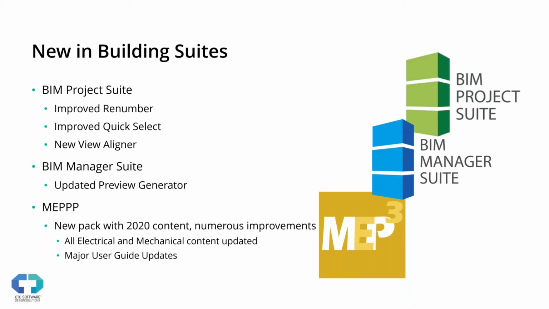The renumbering tool has been greatly improved. It has some new things that it can renumber and some new functionality to some of the existing renumber areas. Quick Select has been incredibly improved. I'm actually going to show you a little bit about the Quick Select tool here in just a moment. And also the new View Aligner tool, a brand new tool, a direct competitor to one of our competitors' tools for view alignment. And ours actually is slated for some even better updates coming up soon. But for right now, it's already an incredibly powerful free tool.